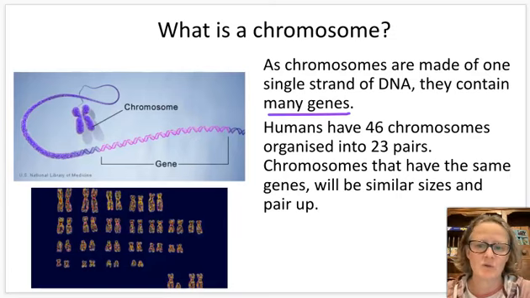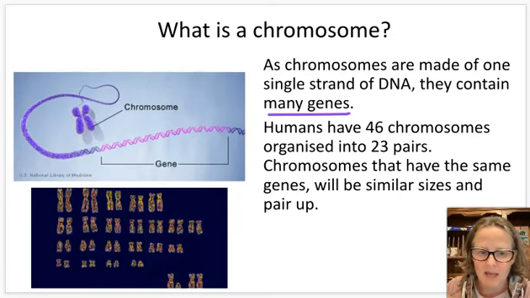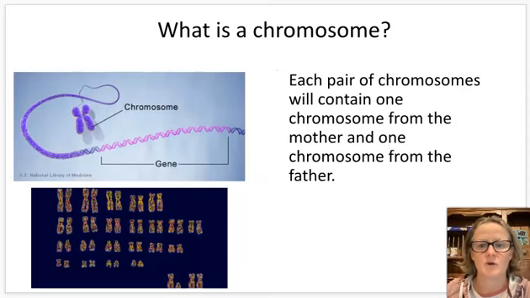And those 46 chromosomes are organized into pairs. So there are 23 pairs. And the pairs are made up of one chromosome from mum and one from dad. And that similar size chromosome with similar coding on each one, so the same gene on each chromosome, they actually line up in pairs. So we've got one chromosome from mum originally and one from dad.